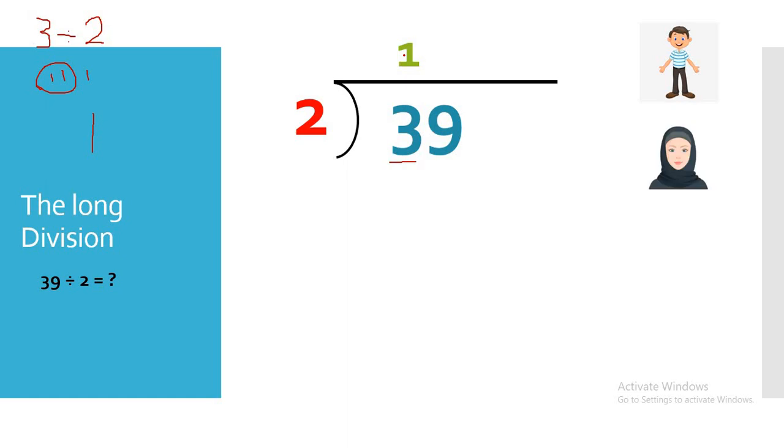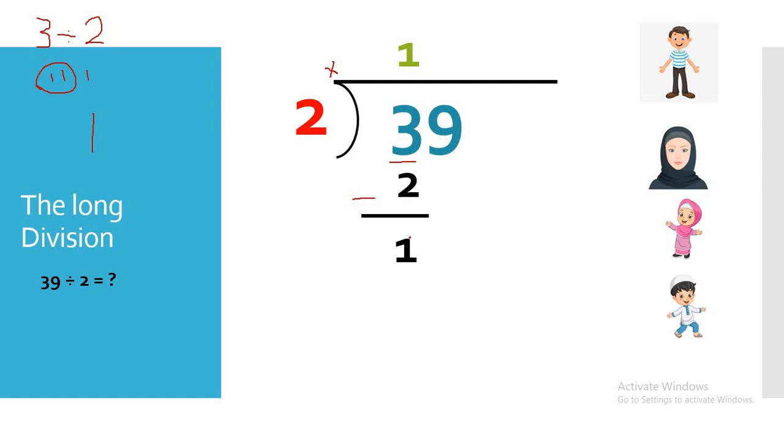Now, the next step, mom. Mom will help us to multiply. Multiply 1 times 2. When we multiply, we write the answer down. 2. The next step, sister. Sister will help us to subtract. So 3 minus 2 equals 1.